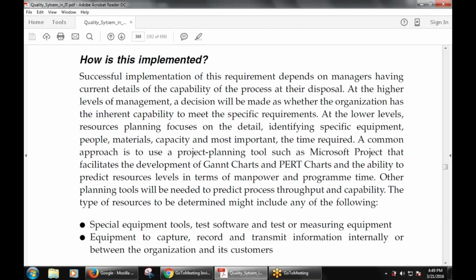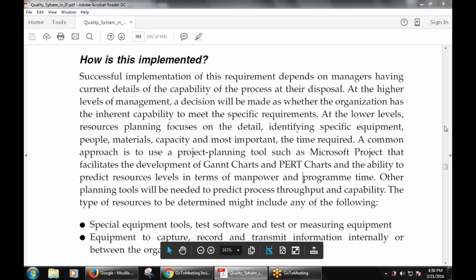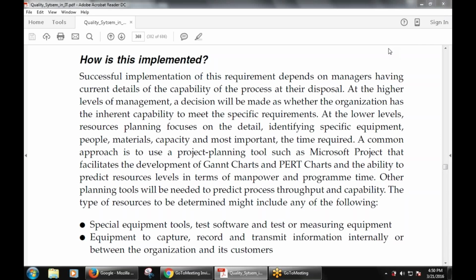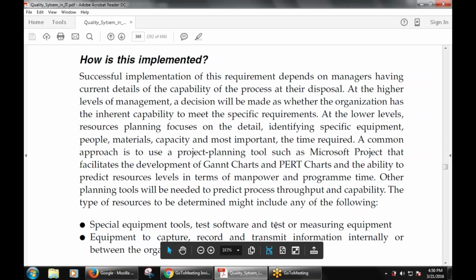So whatever the resources and data that are available are used to identify and predict the process throughput and the capability. That is, what throughput and capabilities are available. The type of resources to be determined might include any of the following.